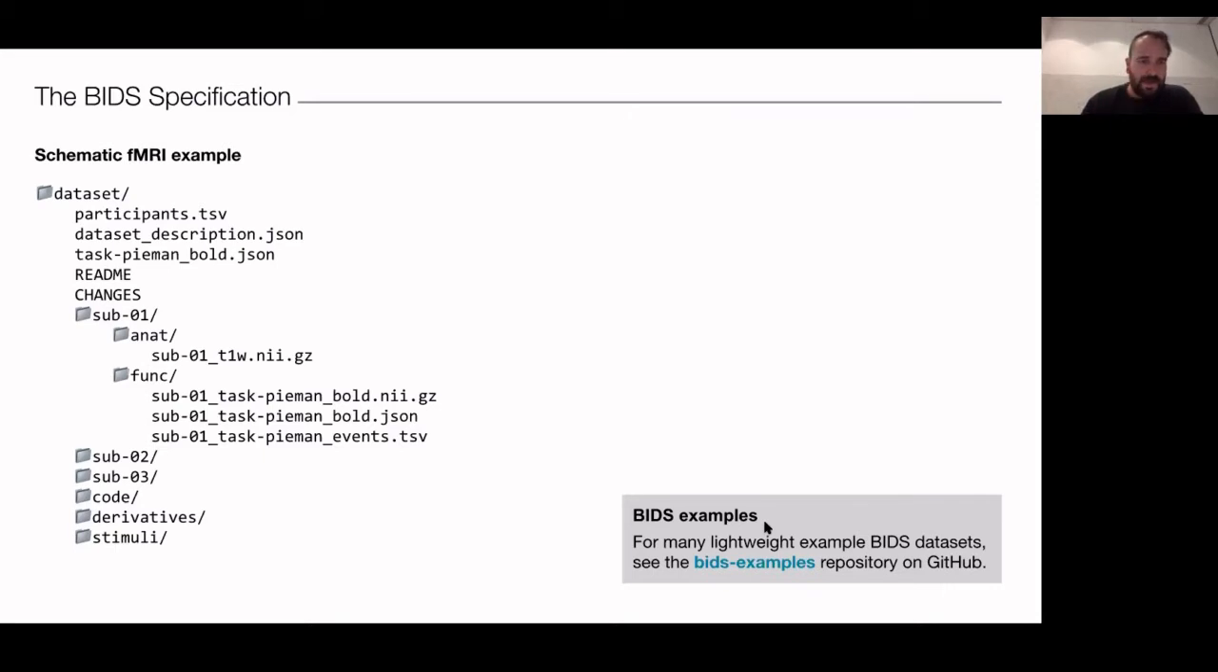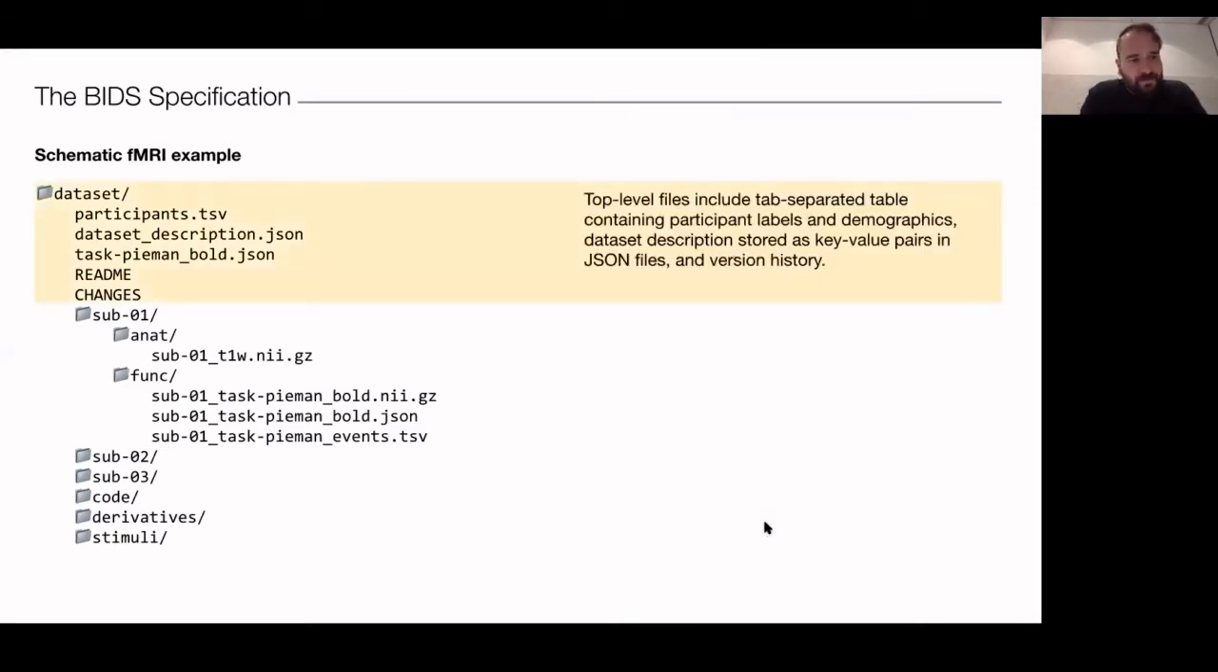Okay, so what do we have here in this schematic example? The very top level, where I'm just calling it dataset here, is your top level BIDS directory. Within that, what's highlighted in yellow here are some top level metadata files. This includes this participants.tsv file, which I'll show you in a little bit. It's a tab separated table with participant labels and demographics, condition information, and so forth. A dataset description in JSON format, a key value format that I'll show you later on as well.